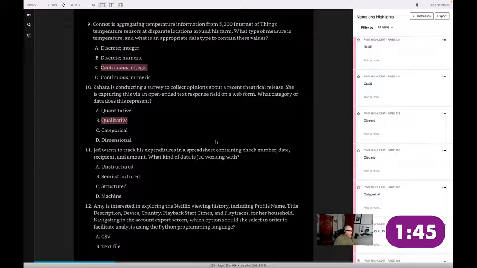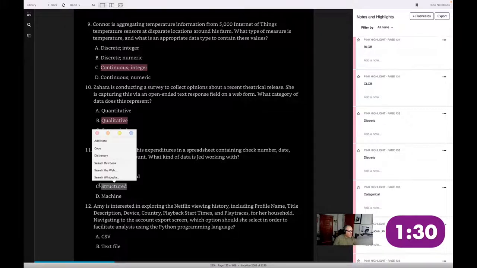And check number, date, receipt, and amount. What kind of data is Jed working with? I would say structured.